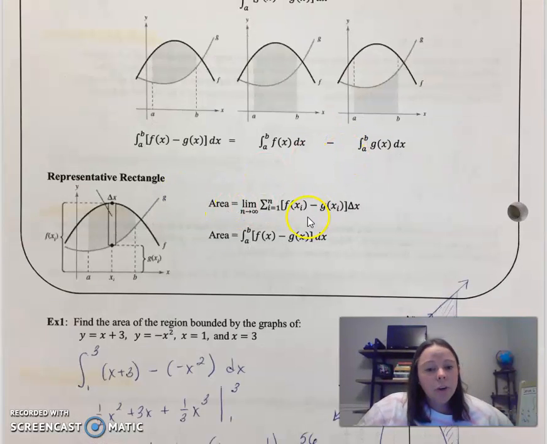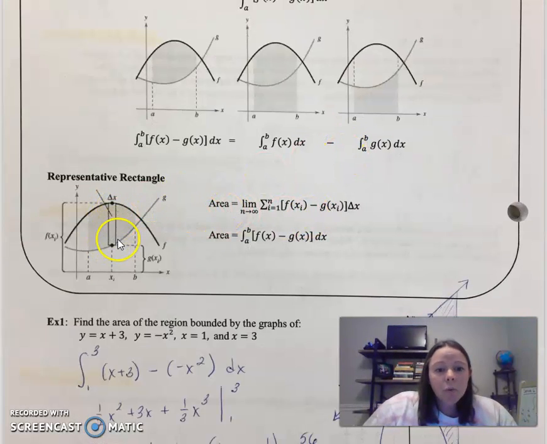And this is just a refresher that we are still working with rectangles. We are still adding infinitely many rectangles together. It's just that the height of the rectangle is now not just f of x that goes from the function to the x-axis, it's now f of x minus g of x to give a new height to that rectangle.